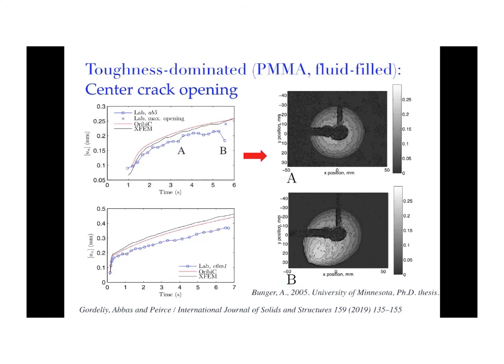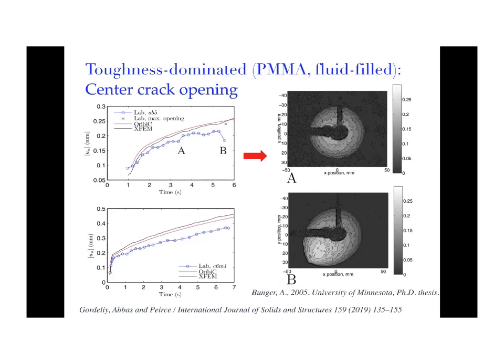So you see the shades of gray here show the opening, and the largest opening is where the shade is the lighter. So you see in the bottom plot from the experiment in B that the maximum opening, which is about 0.25, has moved from the center towards left and bottom.